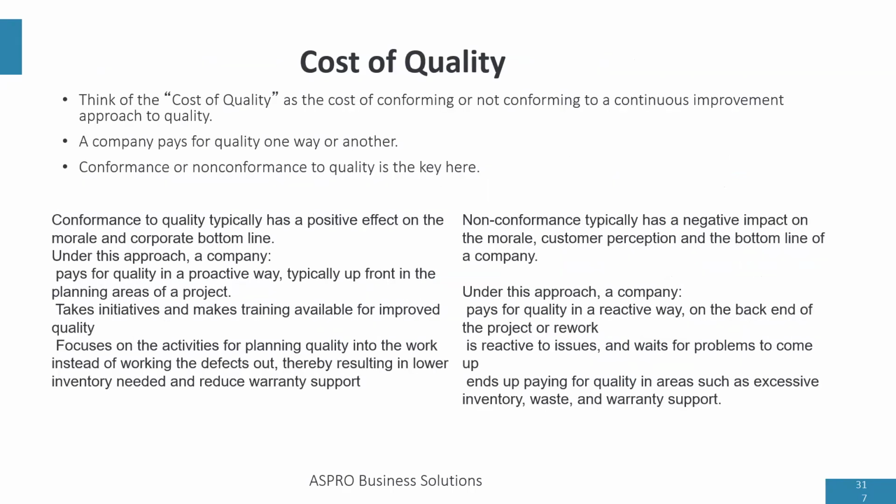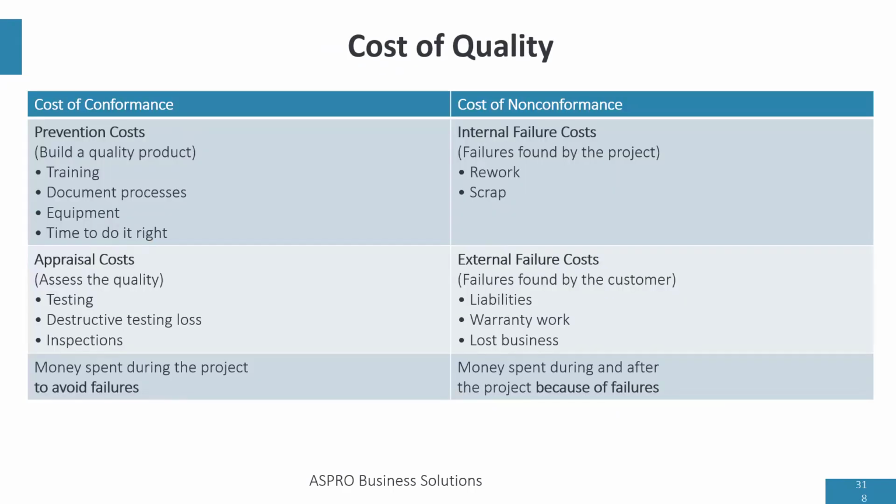So let's look at the cost of quality again. And remember, we talked about cost of quality being the cost of conformance and cost of non-conformance to quality. So let me explain the cost of conformance. If you look at the summary under money spent during the project to avoid failures, that's your cost of conformance. Let's look at some of the examples.